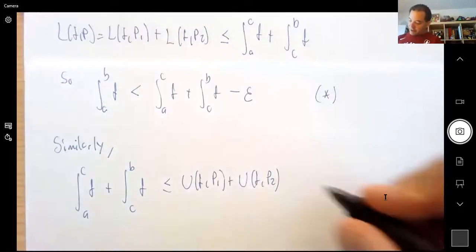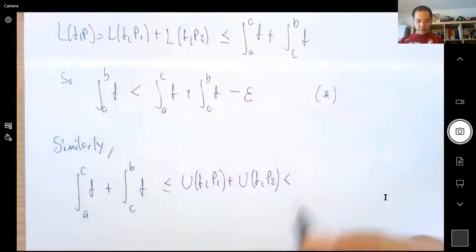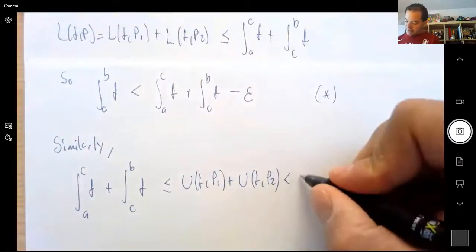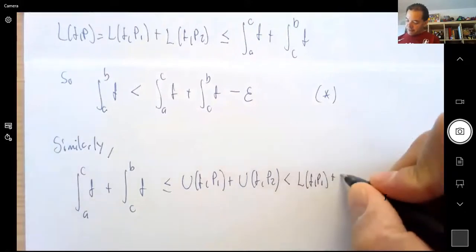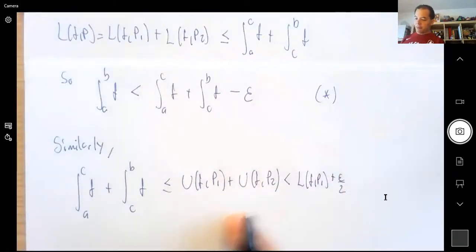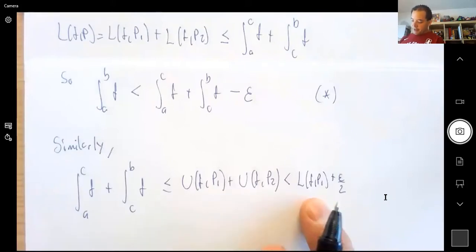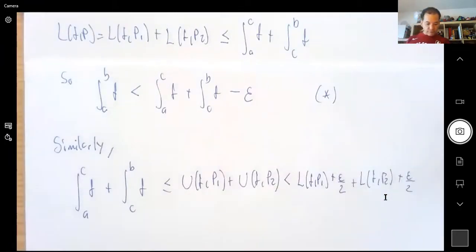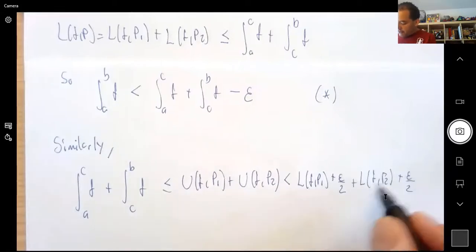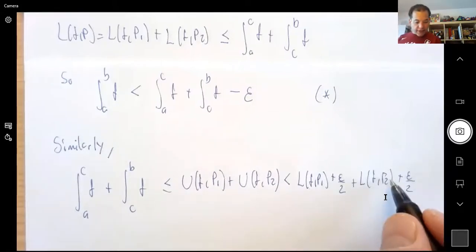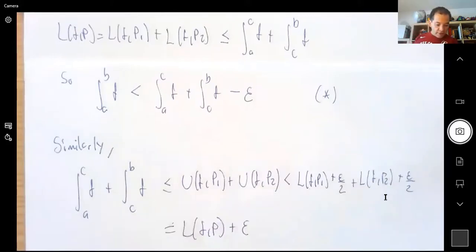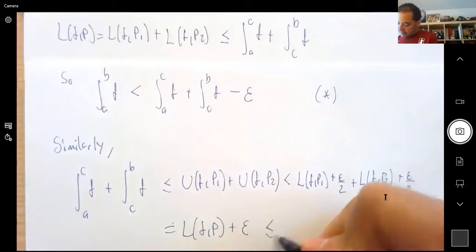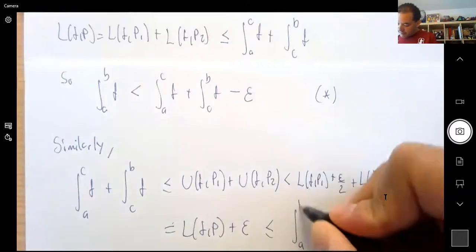And what is this? Well, according to the property we learned, this is less than L of fp1 plus epsilon over 2, right? Remember, these were the properties we had for P1 and P2. And the next one is the same for P2 with epsilon over 2. So now these two together is exactly L of fp, and L of fp is less than the integral from A to B.